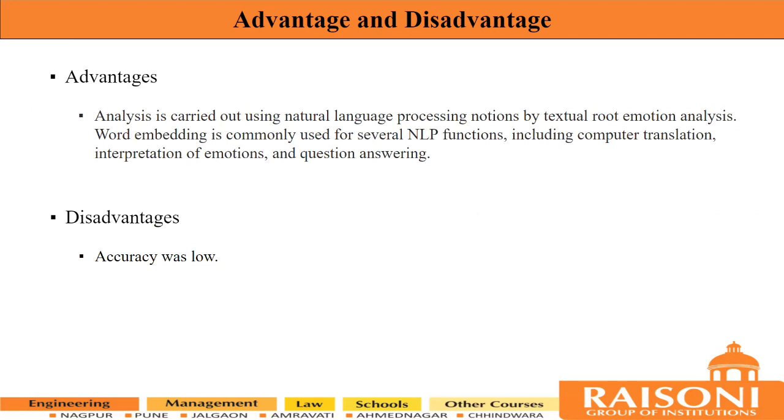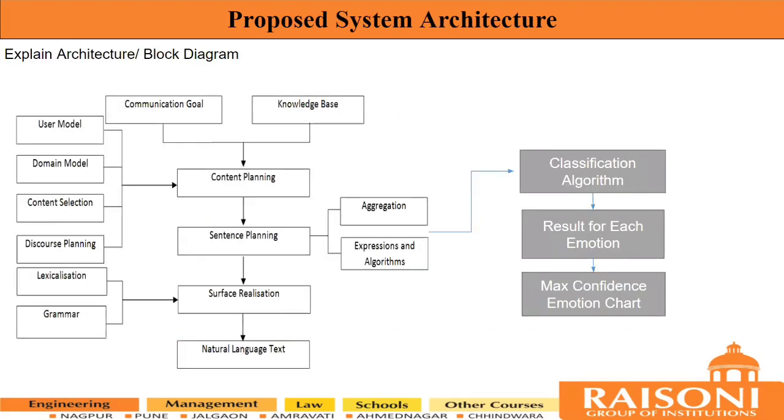Some advantages and disadvantages of our project. The advantage is the analysis is carried out using natural language processing and accuracy is increased from the previous systems. The disadvantage is that accuracy is not 100%. There are some texts which can be classified wrong.